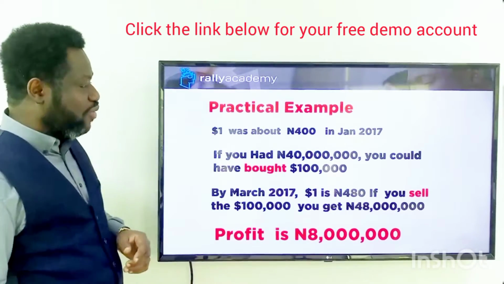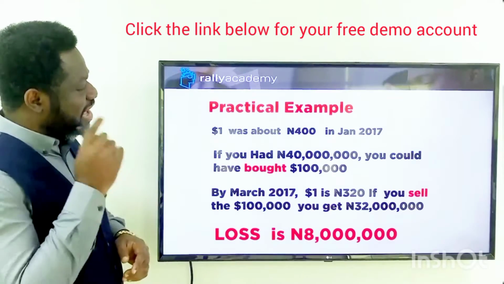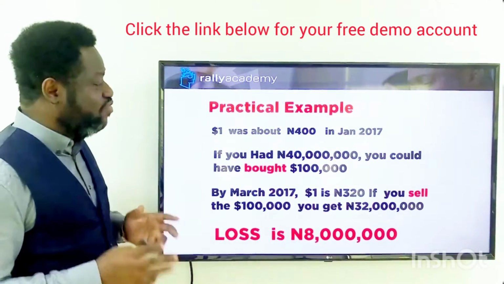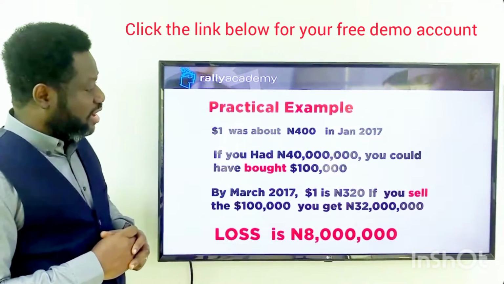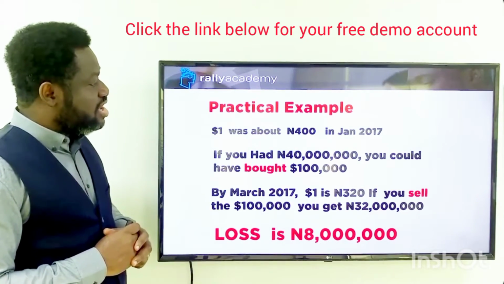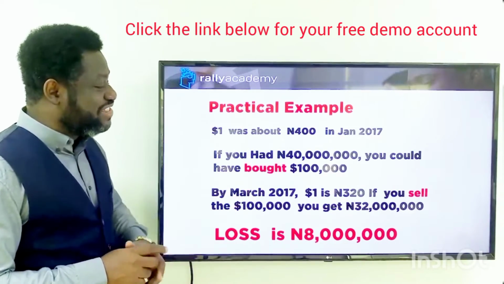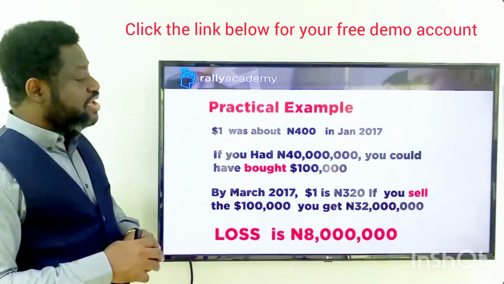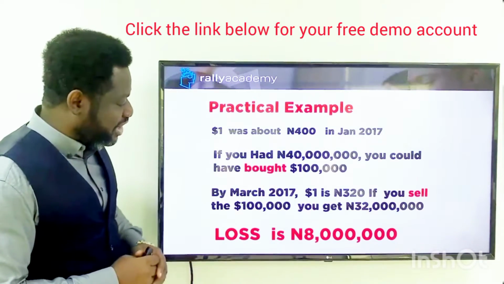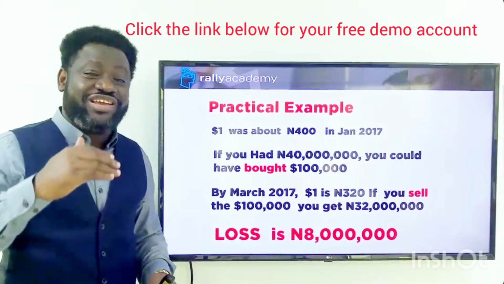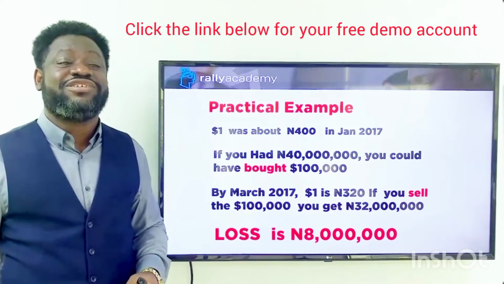Now let's look at it in another way. Let's assume you bought the dollar at 400. So in the same way, you bought 40 million naira worth. Now instead of the dollar going from 400 to 480, the dollar went down to 320. If you decide to sell your dollar at that point, you have a loss of how much? 8 million, which means you can make a profit and you can make a loss.